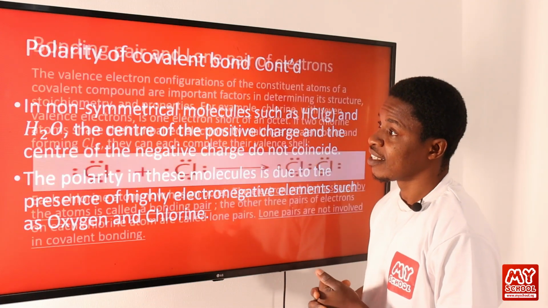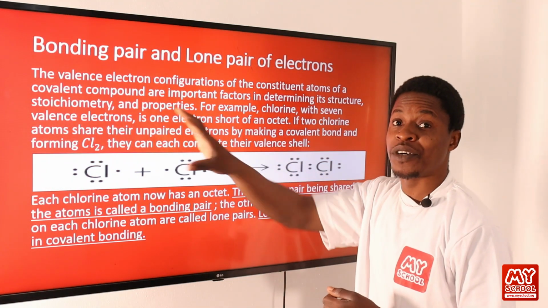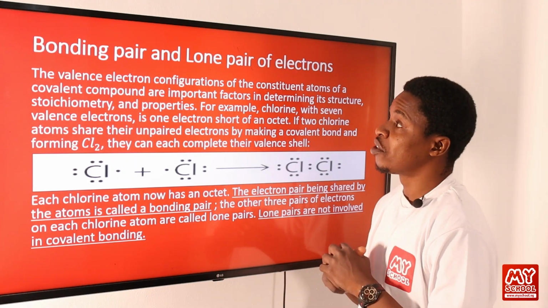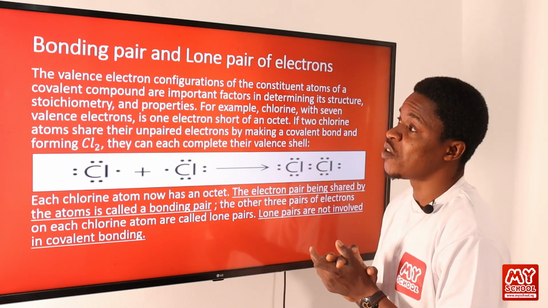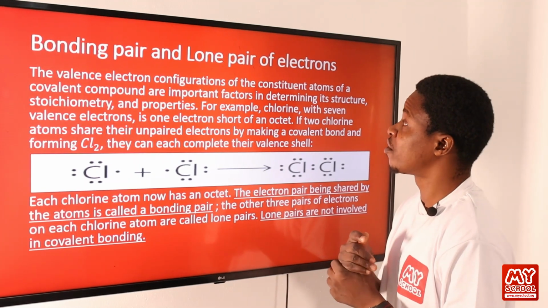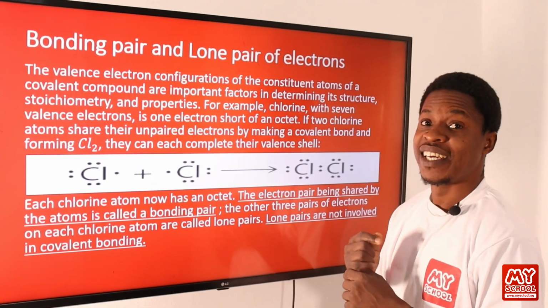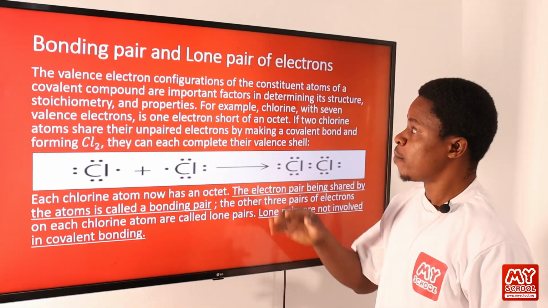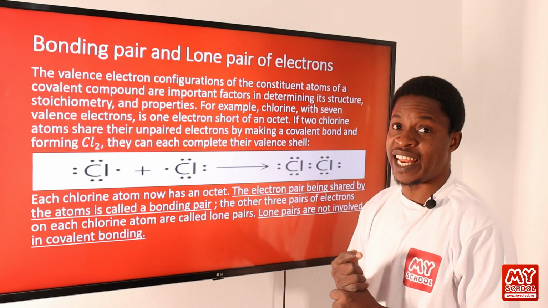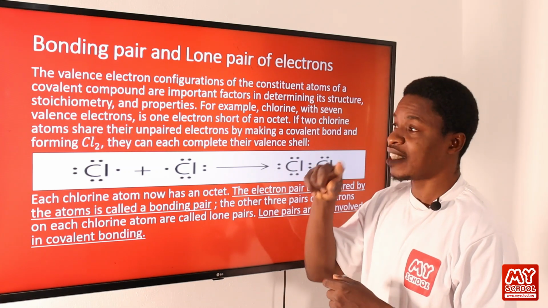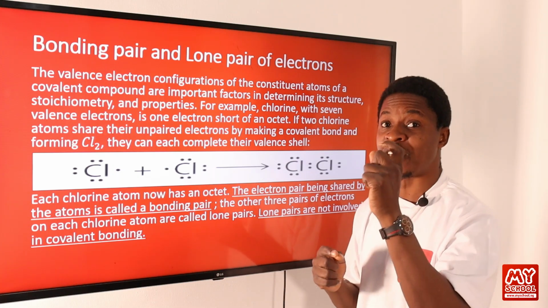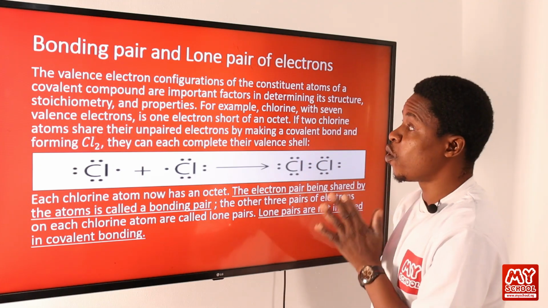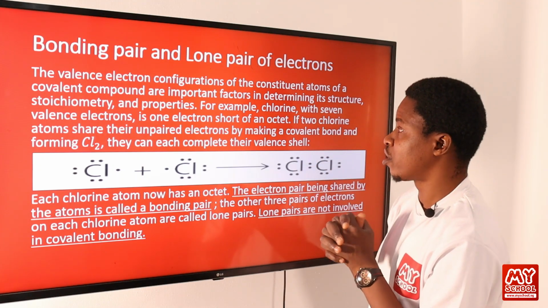Let's see the difference between bonding pair and lone pair of electrons. What's the difference between the two? The valence electron configurations of the constituent atoms of a covalent compound are important factors in determining its structure, its stoichiometry, and its properties. For example, chlorine has 7 valence electrons. Okay, in the outermost shell it has 7 electrons, which means it needs just 1 electron to complete the octet rule of the group 0 element. So it is 1 electron short of an octet.